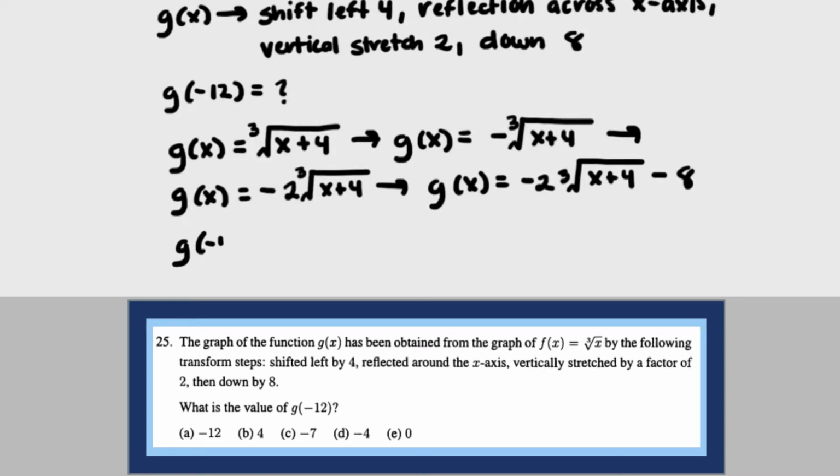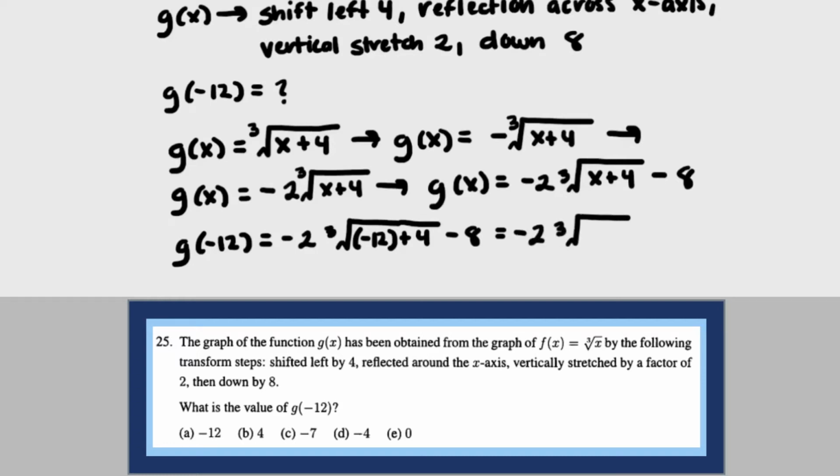So g of negative 12 is going to be equal to negative 2 times the cube root of, we're going to put negative 12 plus 4, minus 8, which is going to be equal to, we'll write the negative 2, and then times the cube root. Negative 12 plus 4 is negative 8, minus 8.